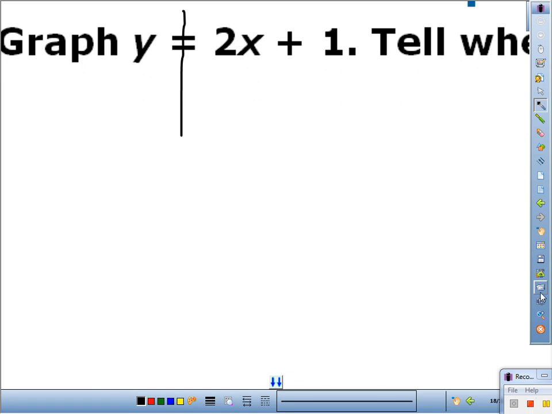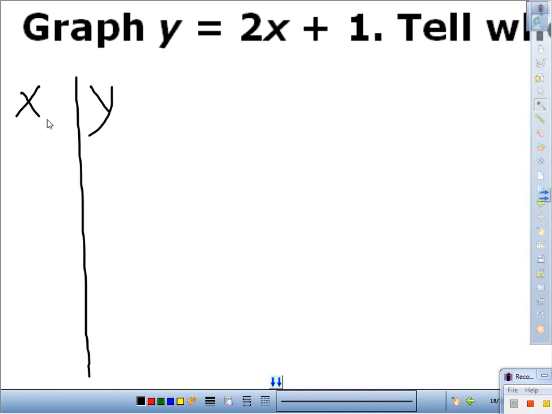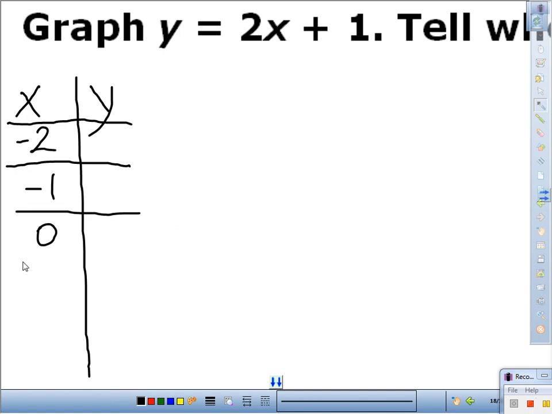So what is the second thing that we need to do? Tell your neighbor, please. Use an input-output table. So on the side over here of your graph, you're going to write x, y. And for the domain from now, instead of starting at 0, I want you to start at -2, -1, 0, 1, and 2. All right? So do we know what to do with these values in this equation?